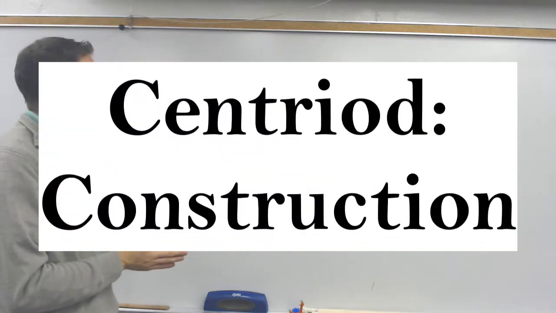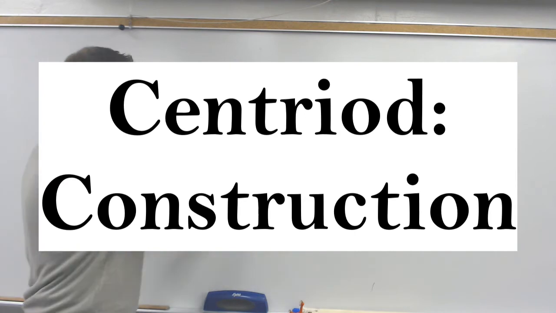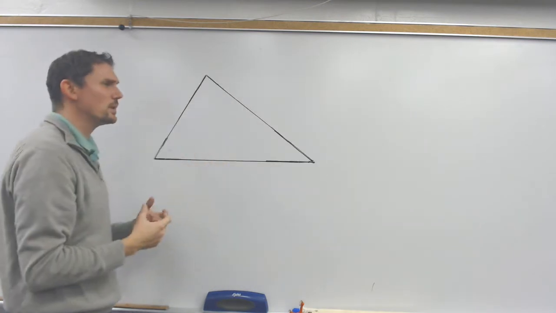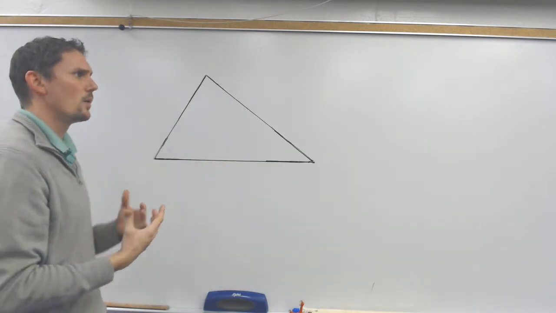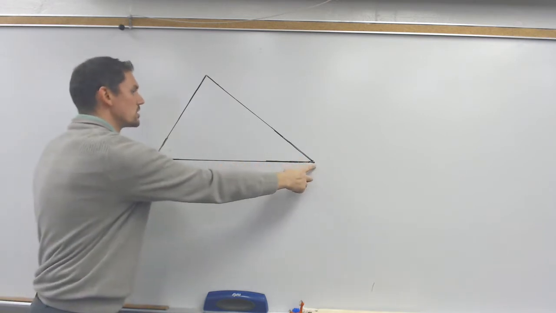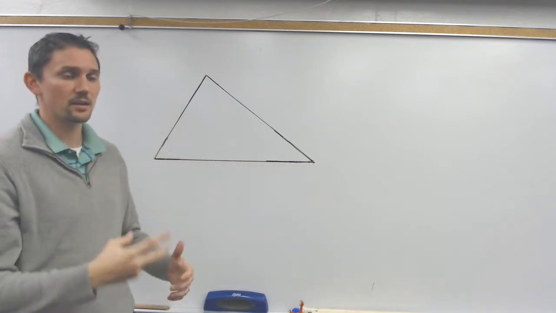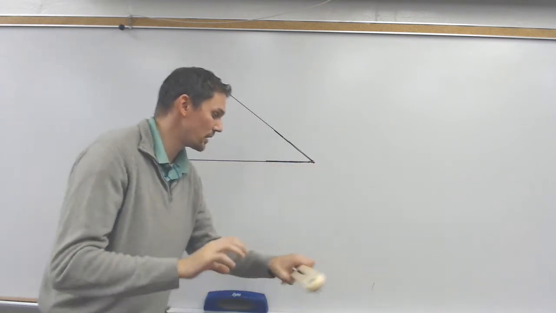So if you want to construct the centroid of a triangle, what we need to do is find the midpoint, which is really the same thing as finding the perpendicular bisector, but we won't care about the perpendicular part. So we just want to find the middle, and we're going to find the middle by constructing the perpendicular bisector of two sides of this triangle.